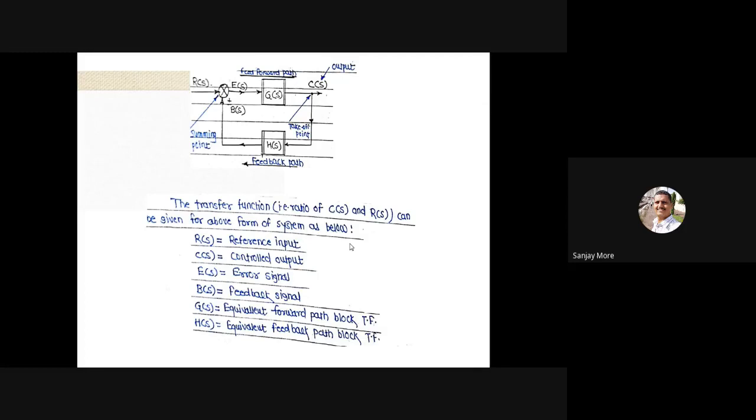Then capital E(S) means error signal. Capital B(S) means feedback signal. Capital G(S) is the equivalent forward path block transfer function. And capital H(S) is the equivalent feedback path block transfer function. Okay.